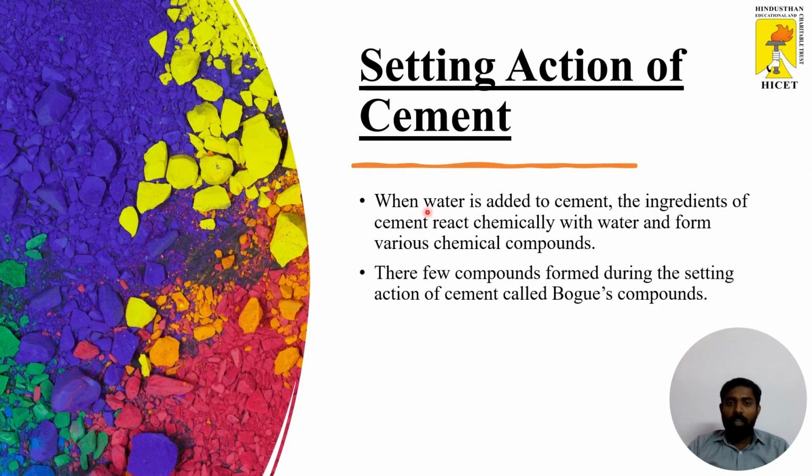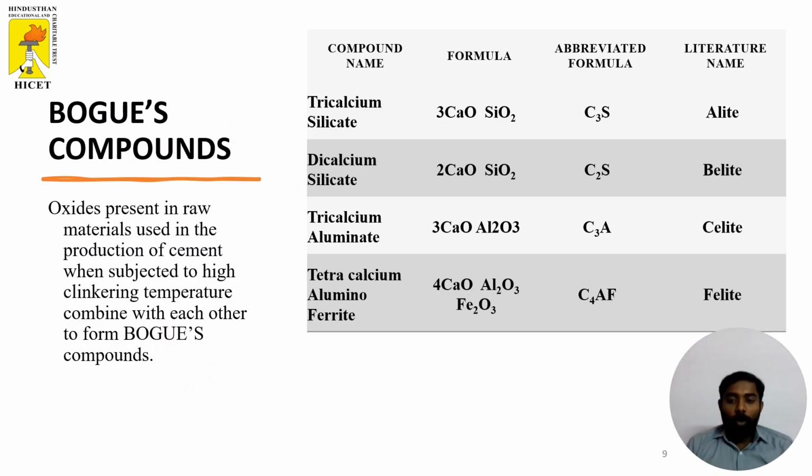Setting action of cement. When water is added to the cement, the ingredients react chemically with water to form various chemical compounds. A few compounds formed during the setting action are called Bogue's compounds. The oxides present as raw material, when subjected to the high clinkering temperature, combine with each other to form the Bogue compounds.